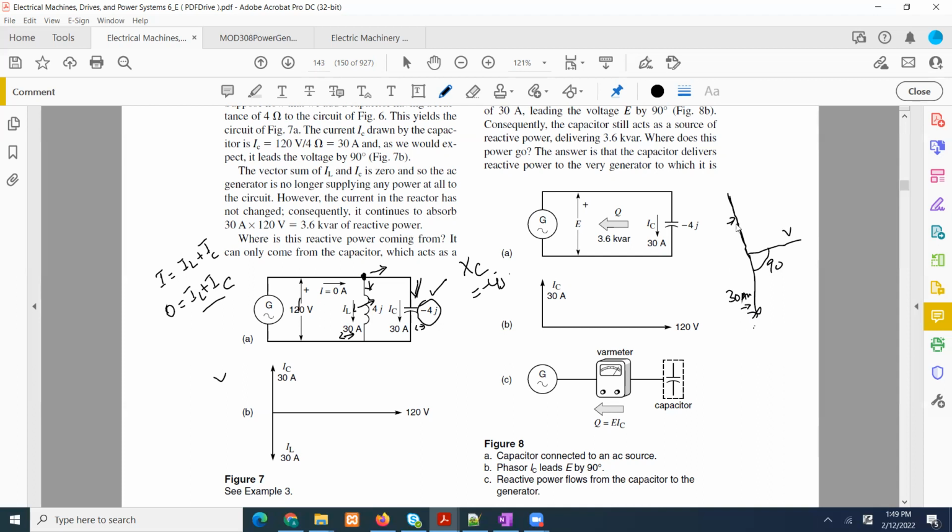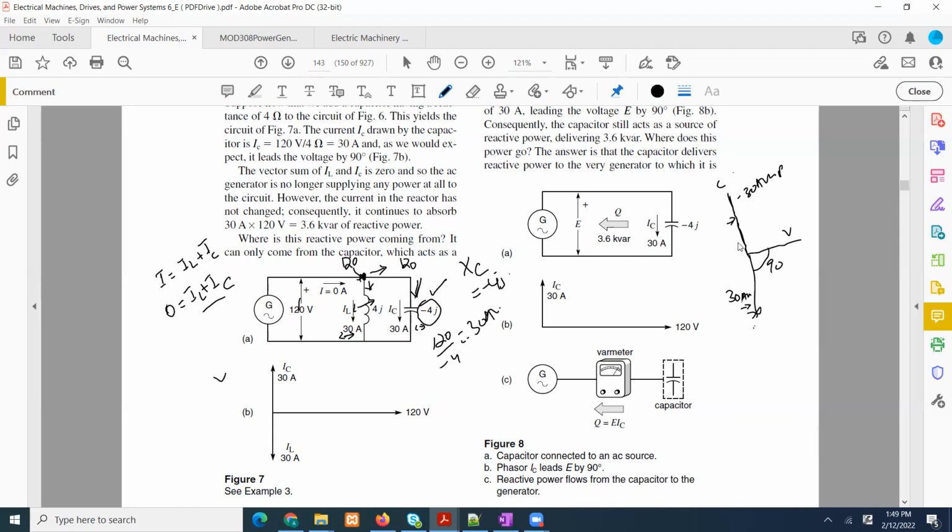To find the value of the current going through this capacitor is easy, because this is a parallel circuit. So here is 120 and here is 120. Of course, voltage in parallel is the same. So that would be 120 divided by minus 4, that would be minus 30 amps. So that is going through what? That is going through this capacitor.